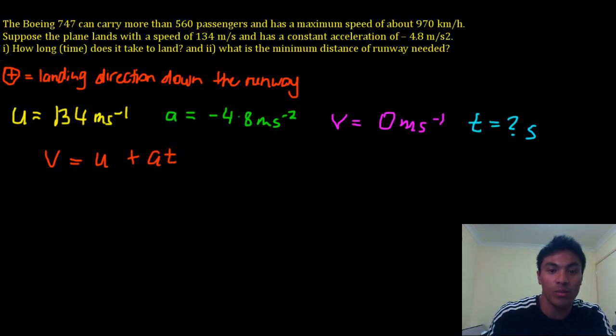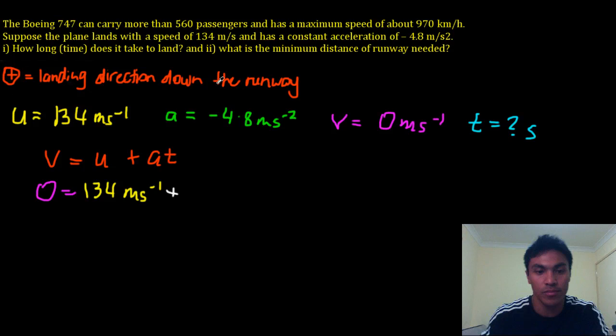Very good. If we plug in our values, so our v, I'm just going to put it as 0. I'm not going to put in the units because it's going to end up being 0 anyway. I'll put in the units for the others though. Okay, u, we start off at 134 meters per second. Let's add that to our acceleration.